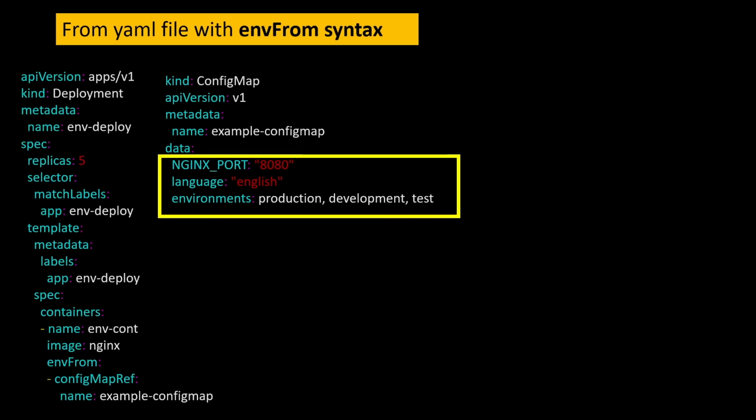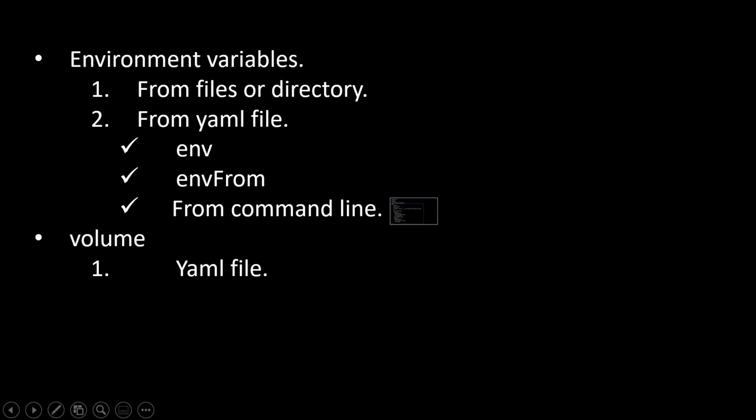In last, we can say that if we want to consume all the content of config map, then we can use envFrom syntax, that is this one. And if we want to insert some key, then we can use env syntax. So now I hope you understand the difference between env and envFrom option. So let's move to our third option, that is from command line.